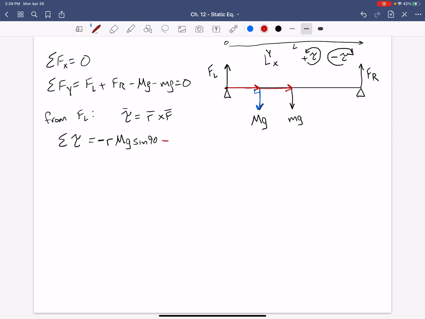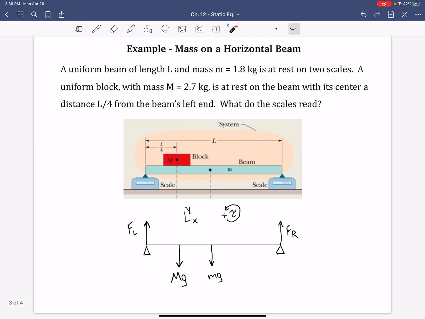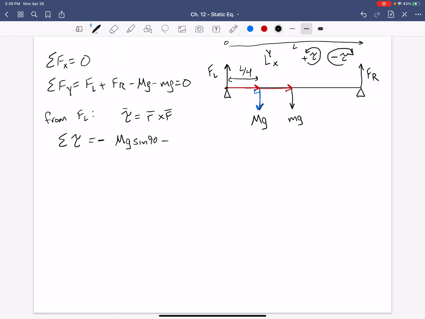So that means the second torque term is negative. You know what? I guess I could go ahead and put in what the r's are. This I should put is L over 4. Going back real quick, L over 4, I probably should have written that in our original free body diagram. The beam itself is L over 2 from the left edge. Okay, now we can go ahead and write L over 4, and for the second torque, L over 2, times mg sine of 90.